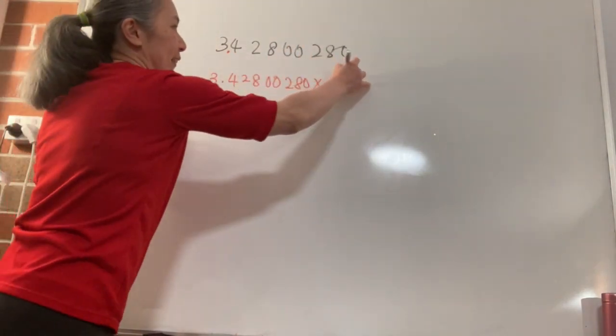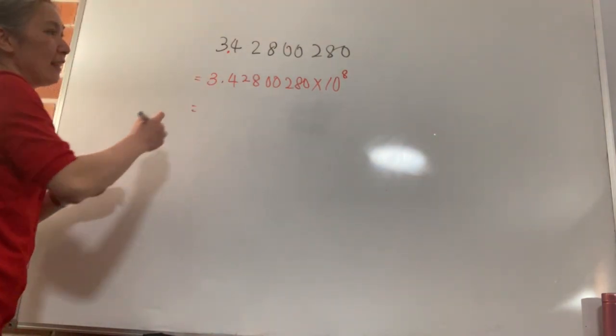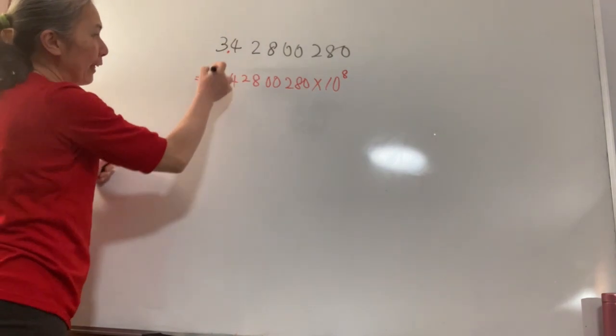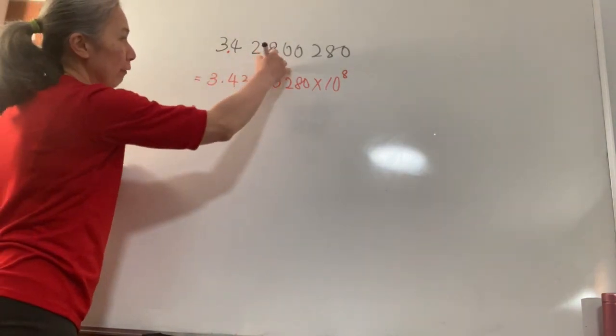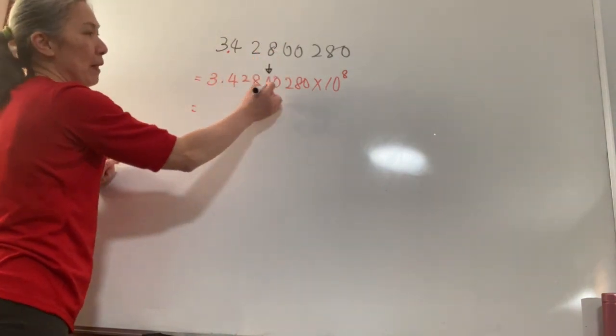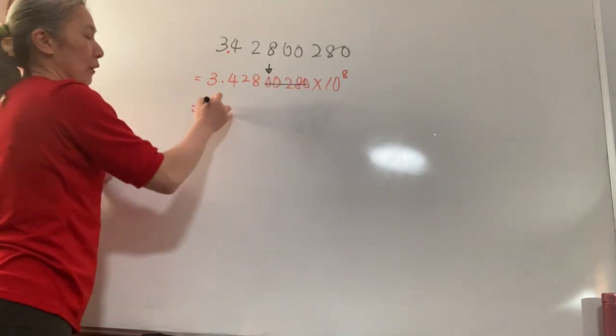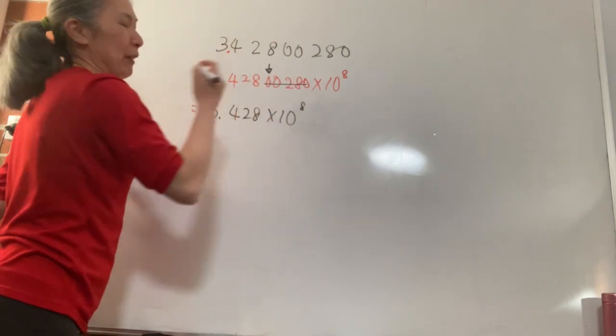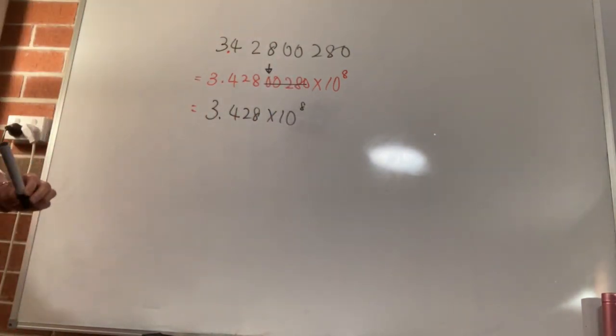8. Yeah, good. And to 4 significant figures, look at the 5th value. 1, 2, 3, 4. The 5th one is right here, it is 0. So that means all of this will be gone. So that means 3.428. So do we just put the decimal point after the first number? Yes, after the first number all the time.